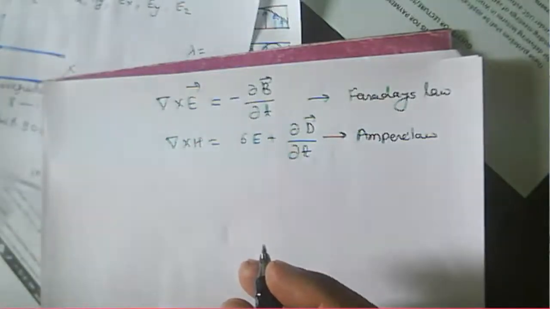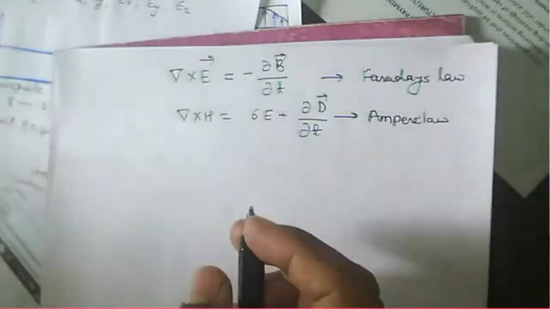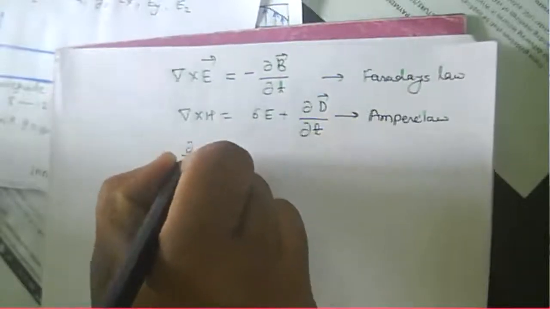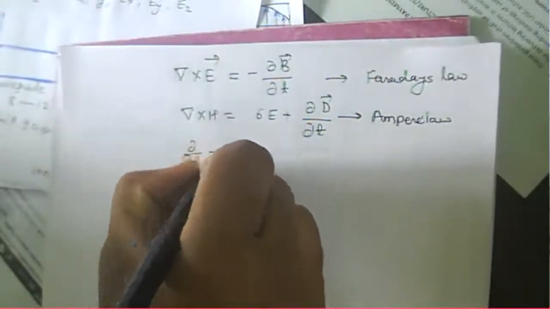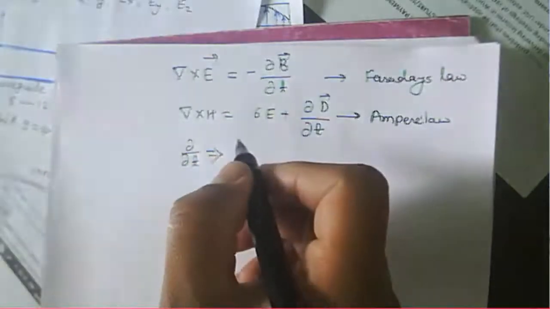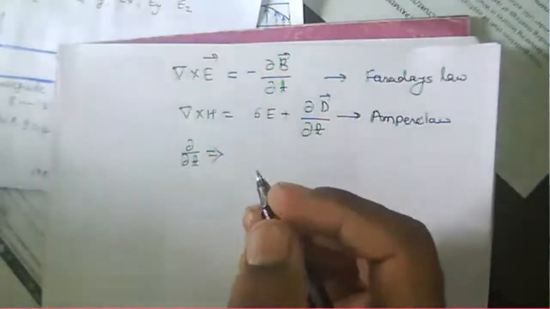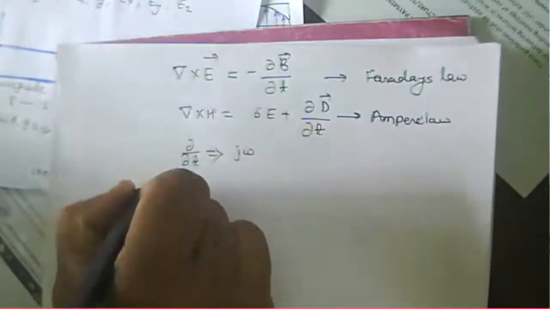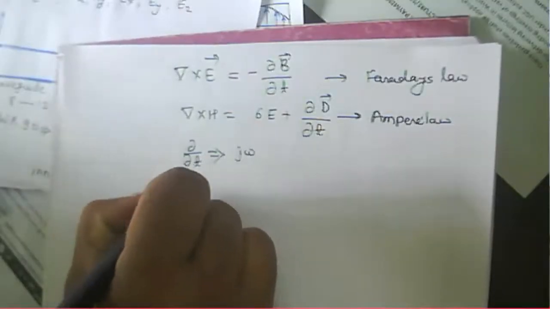This is about your wave propagating through the guide, and we consider these as the Maxwell's equations. The del by del t term we can replace whenever we write Maxwell's equations in the form of frequency, or in the harmonic field. In that case, we replace del by del t with j omega. So then Maxwell's equation becomes what?